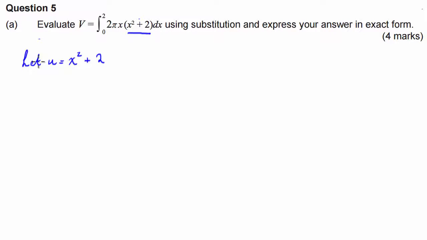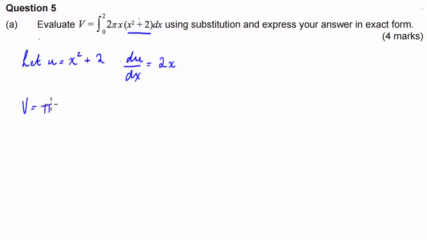Now, once we've got this u here, I want you to automatically differentiate it. So differentiate u with respect to x and just leave that sitting there. Now we're going to rearrange this function here. To start with, we've got our V equals, and because pi is just a constant, we're going to move it out the front of the integral.